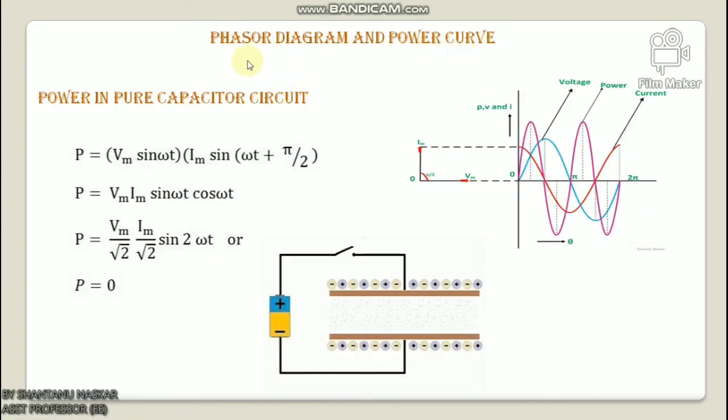Now let us discuss the phasor diagram, power curve and power in a pure capacitor. In the pure capacitor circuit, the current flowing through the capacitor leads the voltage by an angle of 90 degrees. The phasor diagram and the waveforms of voltage, current and power are shown here. Simple. The red color shows the current, blue color is for the voltage curve, and pink color indicates the power curve in the waveform.